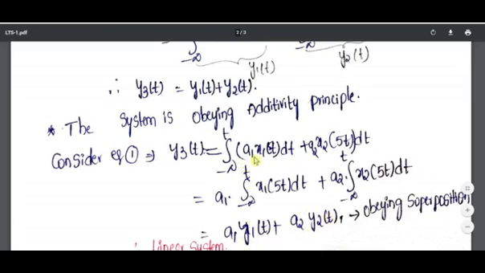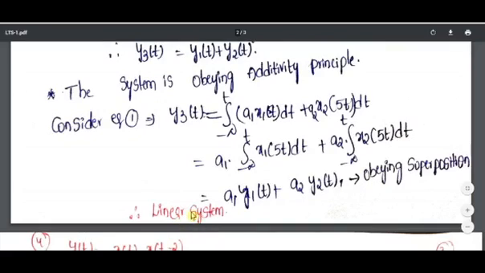If we solve here, a1 is some scalar quantity and a2 is some scalar quantity. So my a1 into integral, as it is a scalar value, I am writing it outside the integral. So a1 into this entire integral of x1 of 5t dt, as I have shown, is y1. Integral of x2 of 5t dt is y2. So I can simply say it is obeying the superposition principle also. That's why I can say the system is linear. So there is a type of linear system example.